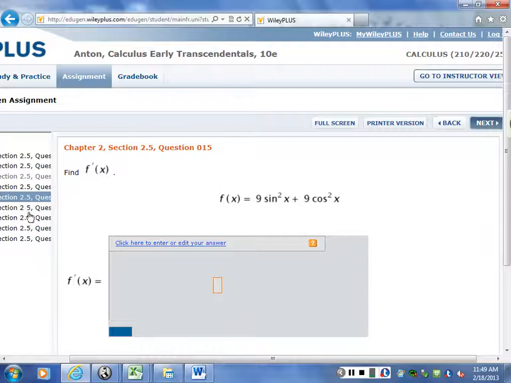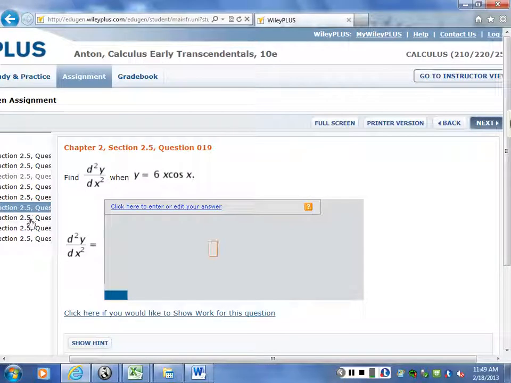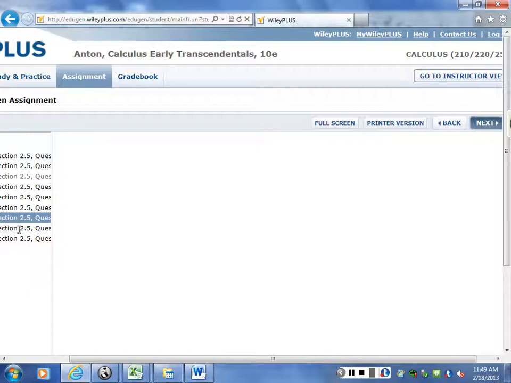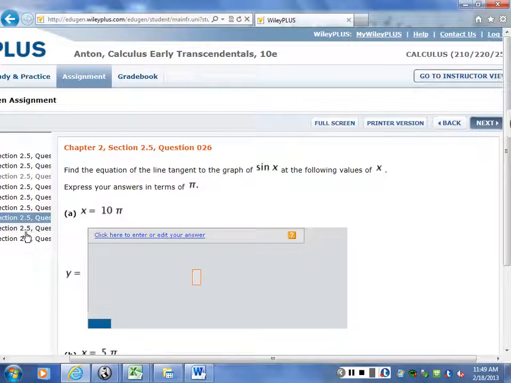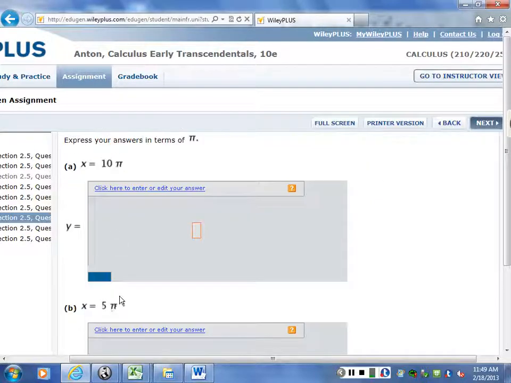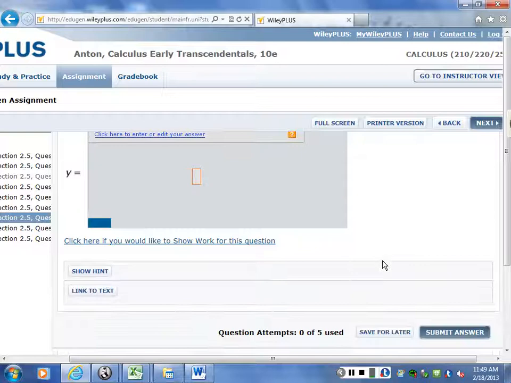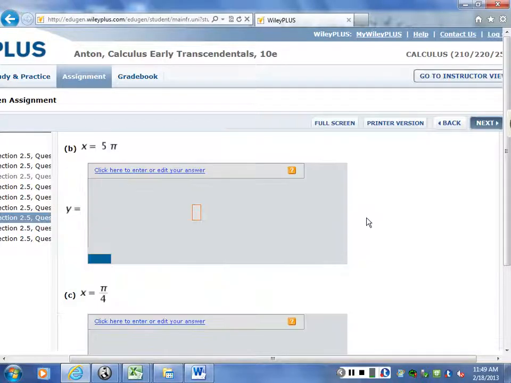So the last, this one's pretty straightforward, just like we did in class, but x cosine x. We did x sine of x in class. This one, if I take sine of x and I differentiate it, I get cosine. If I plug in cosine at 10 pi, at 5 pi, and at pi over 4, I'll get my slope.